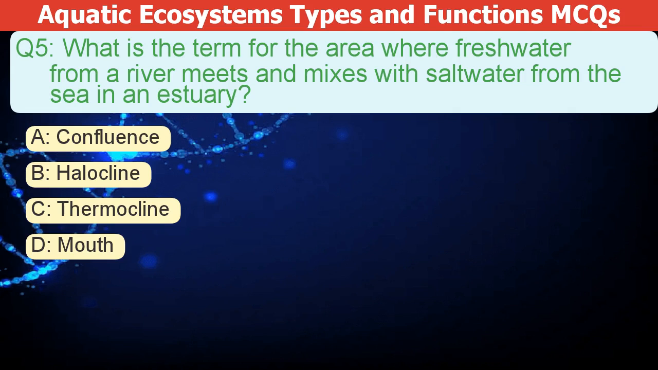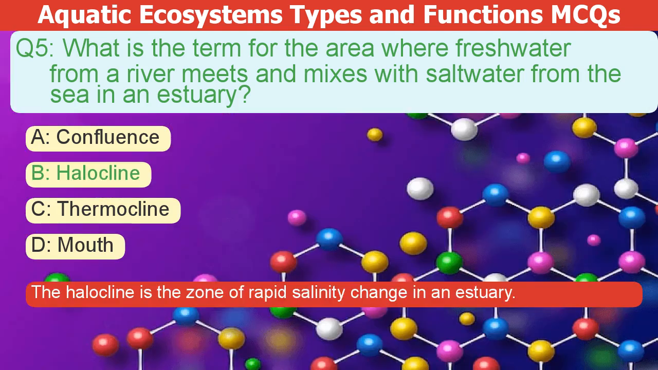What is the term for the area where freshwater from a river meets and mixes with saltwater from the sea in an estuary? A. Confluence. B. Halocline. C. Thermocline. D. Mouth. The correct answer is B. The halocline is the zone of rapid salinity change in an estuary.